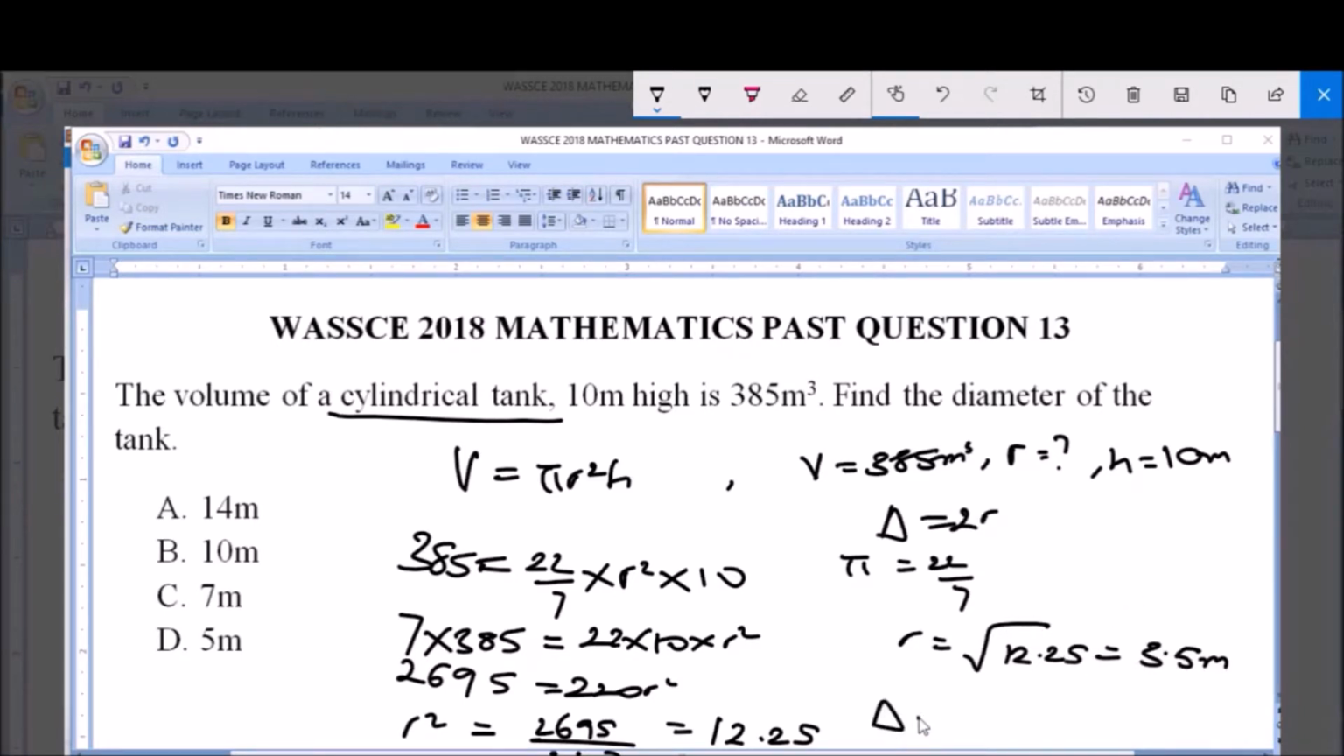Now the diameter d is equals to 2 times r, and that is equals to 2 times 3.5, which is equals to 7 meters. So therefore the diameter of this tank is 7 meters, and that is option C.